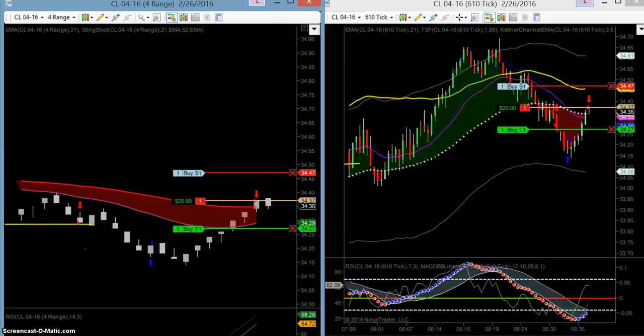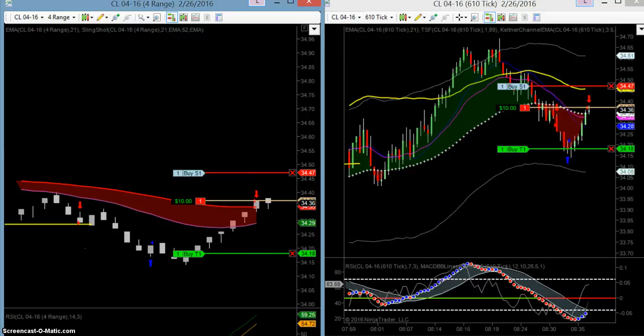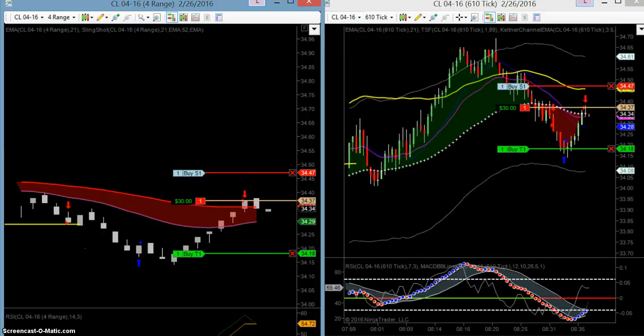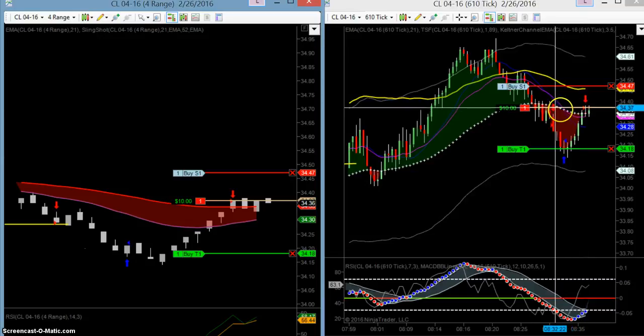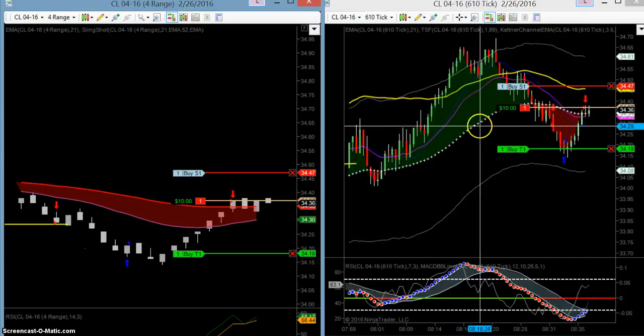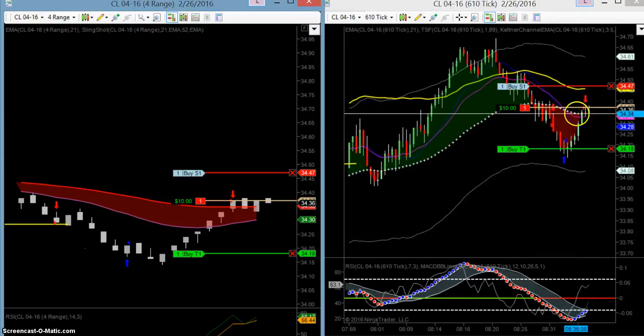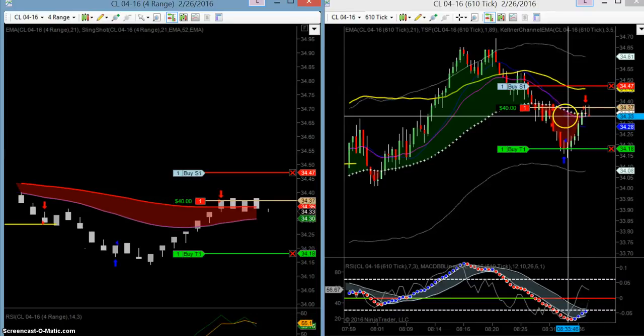I wanted to show and illustrate how the strongest area of probability occurs on the 610 chart here at the 50 period moving average, which is these crosses. You can see the center of the Keltner channel. This is a 50 period exponential moving average. So that's our strongest area of probability on a pullback.